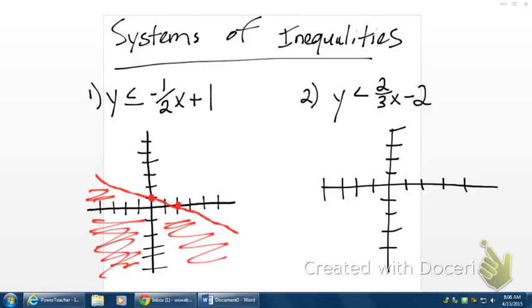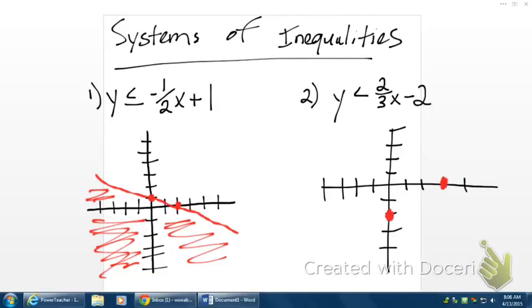Okay, for number 2. The first thing that I plot is the y-intercept, negative 2. So I'm going to go ahead and move down 2. Plot that point. Okay? Next is my slope. What's my slope, Freddie? It's 2/3. So I'm going to go up 2 and over 3. Yes. Up 1, up 2, and over 1, 2, 3.